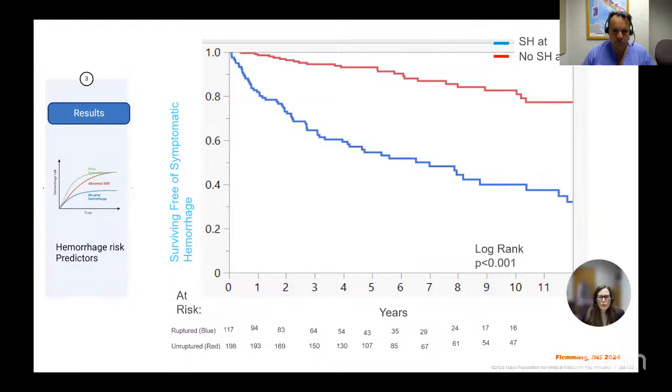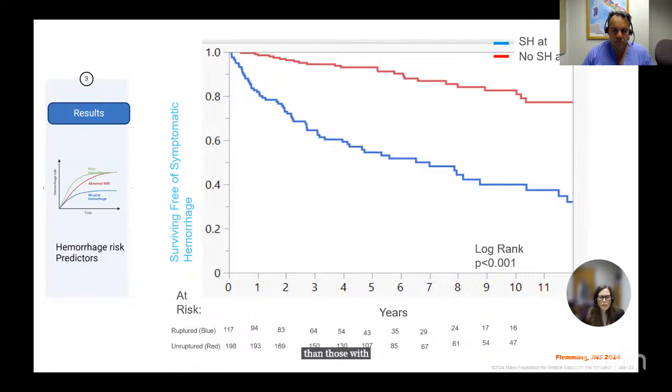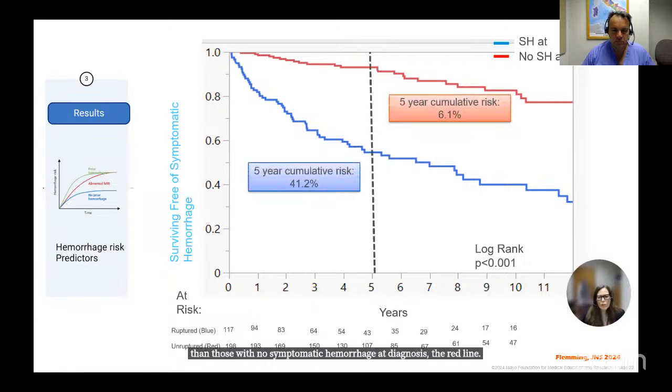This is the Kaplan-Meier curve from our data. What you notice is patients with symptomatic hemorrhage at diagnosis, the blue line, have a much higher risk of recurrent hemorrhage than those with no symptomatic hemorrhage at diagnosis, the red line. By 5 years, the cumulative proportion of patients with a recurrent hemorrhage is 41.2% in the symptomatic hemorrhage at diagnosis group versus 6.1% in the patients presenting without a symptomatic hemorrhage at diagnosis, but remember, some of them do have symptoms.